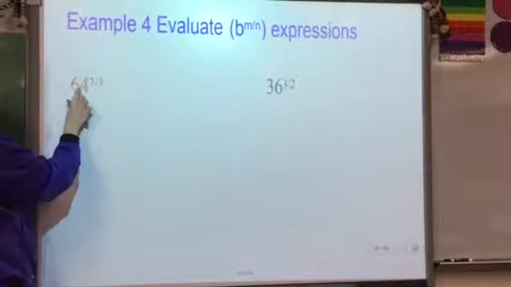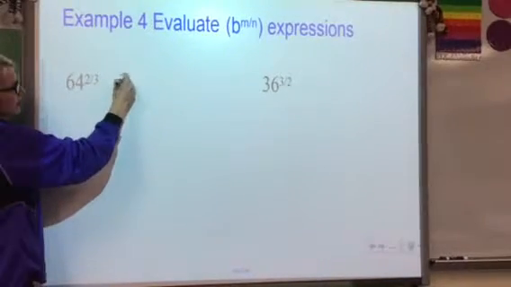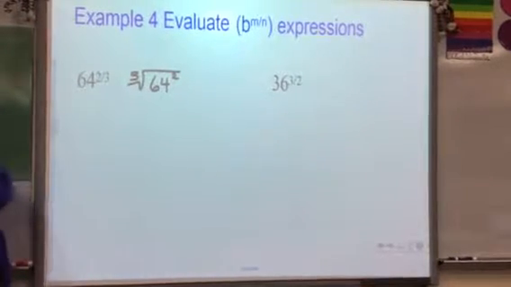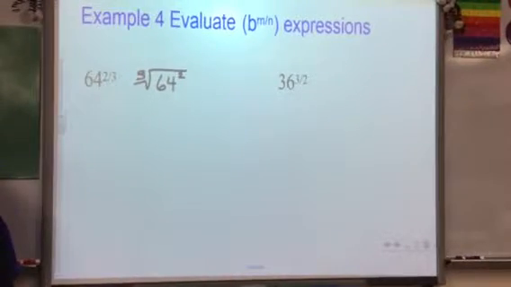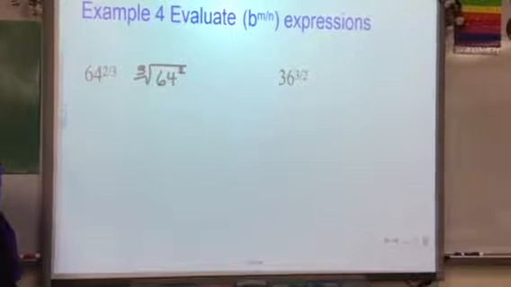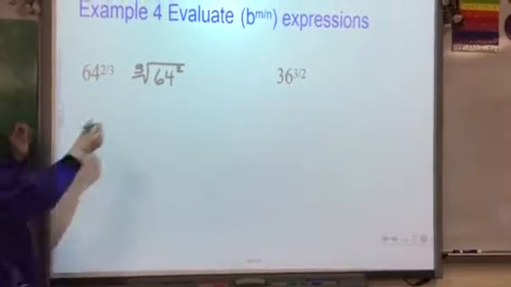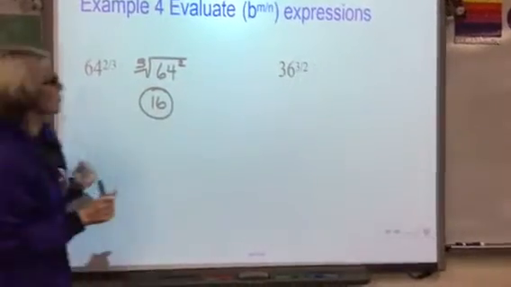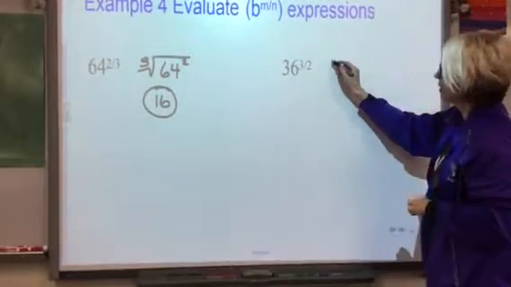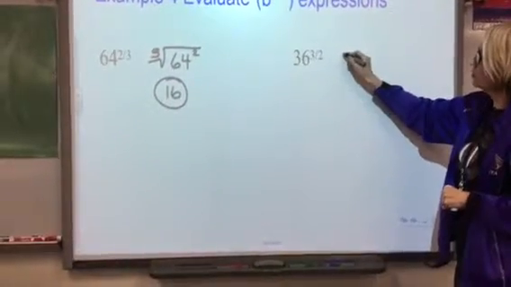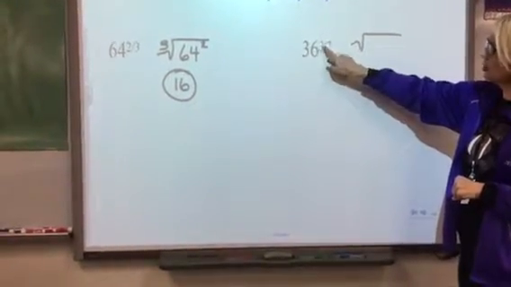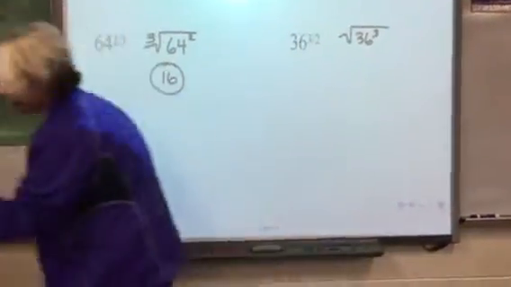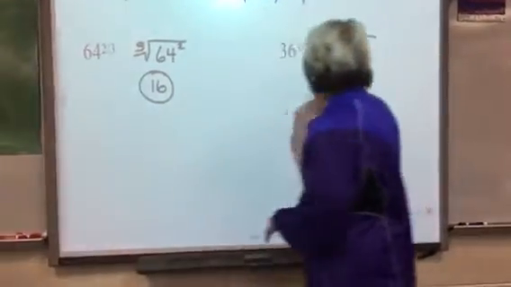In this case, I have 64 to the 2/3, so that's going to be the cubed root of 64 squared. So if you do a little bit of work here, that's going to be 16 when you type that in. 36 to the 3/2 is going to be the square root, because this denominator is a 2, of 36 cubed. And you can do your calculation of that, and you should get 216.